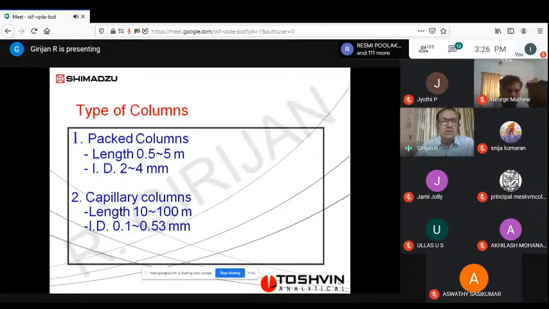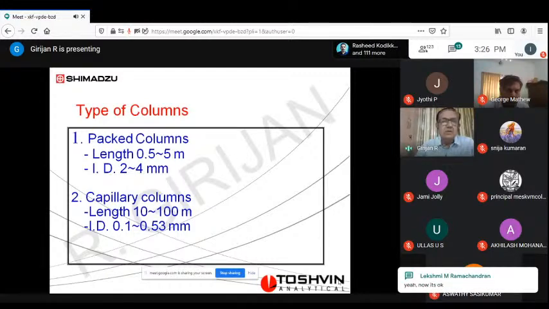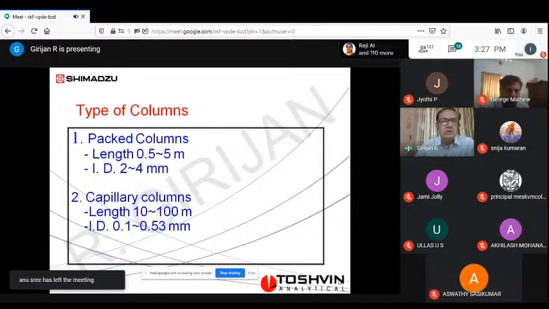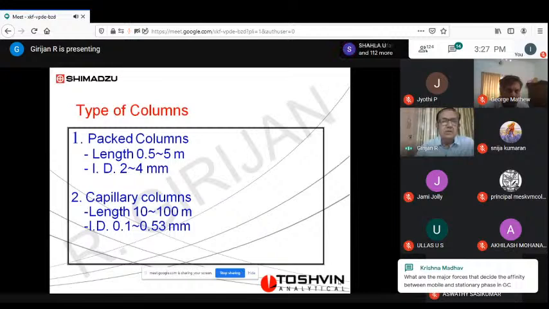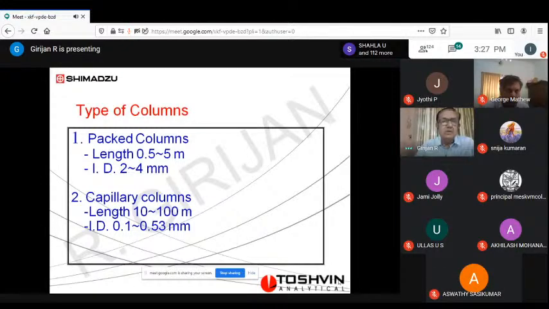There is a packing inside, that is why it's known as a packed column. Then the second type is the capillary column. Capillary columns are all imported columns. There is no local manufacturer in our country. All capillary columns for GC are imported. There are some prominent companies, 5 or 6 worldwide global companies, manufacturing all these capillary columns, and we are importing the columns from them.